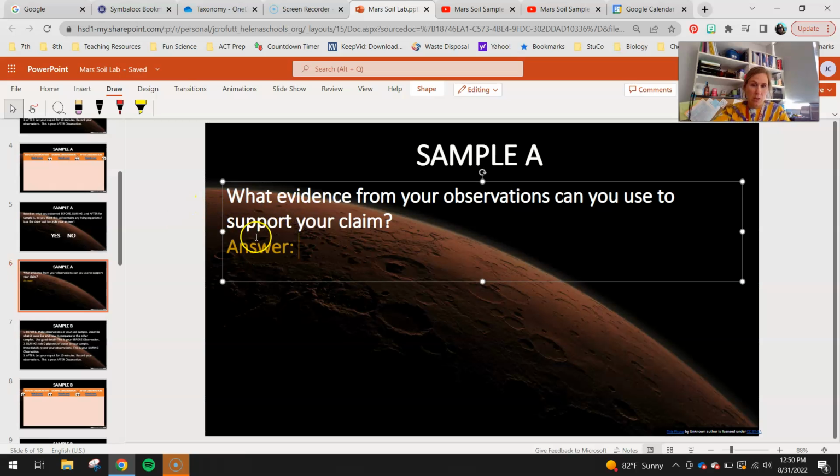Okay, it stands out to me. So right next to where you say answer, you're just going to click and type. Okay, so look back at your observations and your before, during, and after, and tell me what things did you observe in there, or what evidence do you see from your observations that support whether you think there are living organisms in sample A.